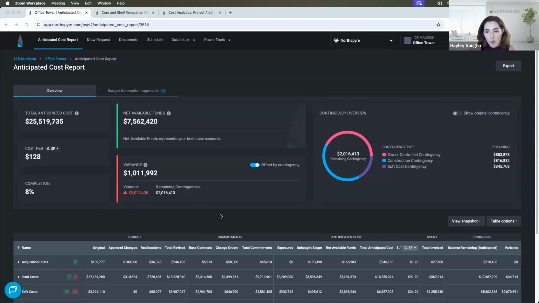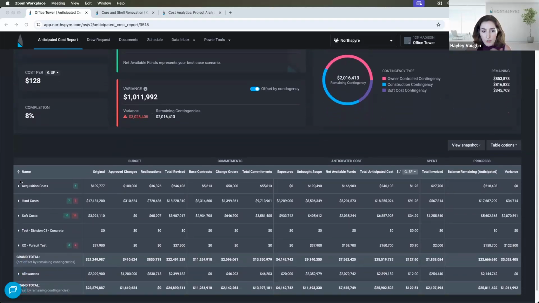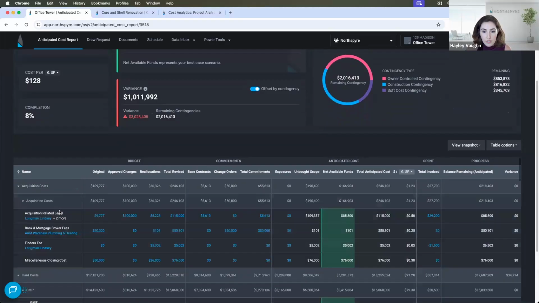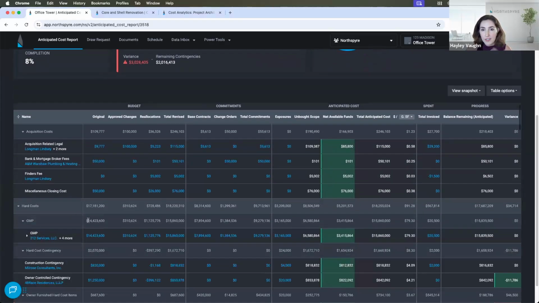So up at the top here, this overview is a really nice comprehensive view of a project's financial health. So an executive of your organization can come into the anticipated cost report and be able to understand at a high level what this project's financial health is just by taking a look at this overview. Down below, there is a much more robust and detailed table here. We often refer to Northspire as like peeling back an onion: the deeper you dig, the more layers you uncover and the more information and insights you can gather.